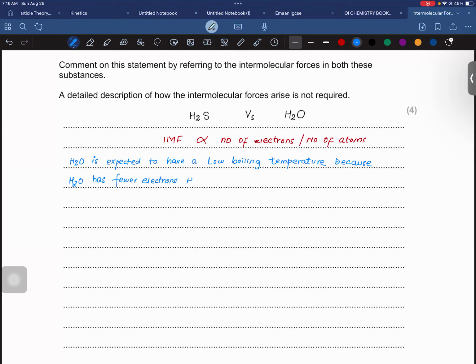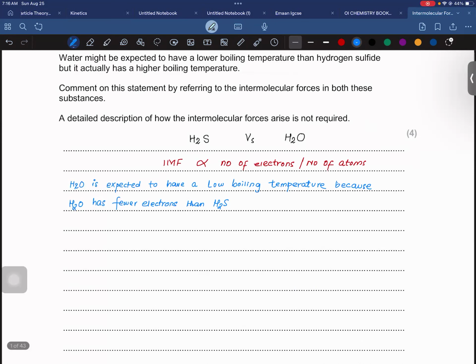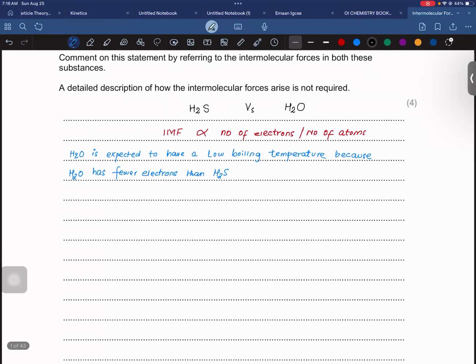The question is saying that water has a higher boiling point than H2S, right? Exactly. So we would lead to that statement, but we have to explain this. Why? Water also has hydrogen bonding. Exactly, yes, water also has hydrogen bonding, so that's why it has a higher boiling temperature finally. So due to this, I can say that water has fewer electrons as compared to H2S.